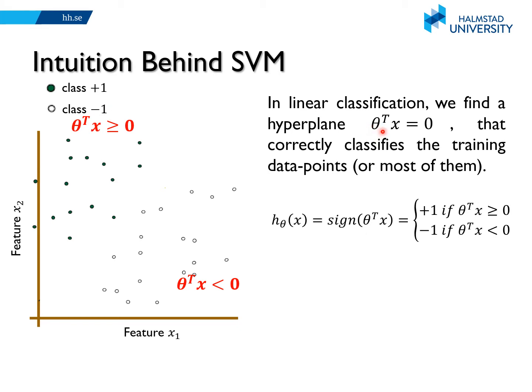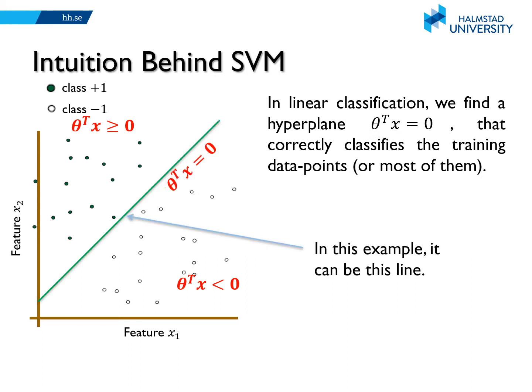Now suppose that we want to find the parameters vector theta that defines this hyperplane, this linear classifier, so that all the training examples are correctly classified by this linear classifier. An example of such a classifier is this one, because this one correctly classifies all the training examples in our training dataset.